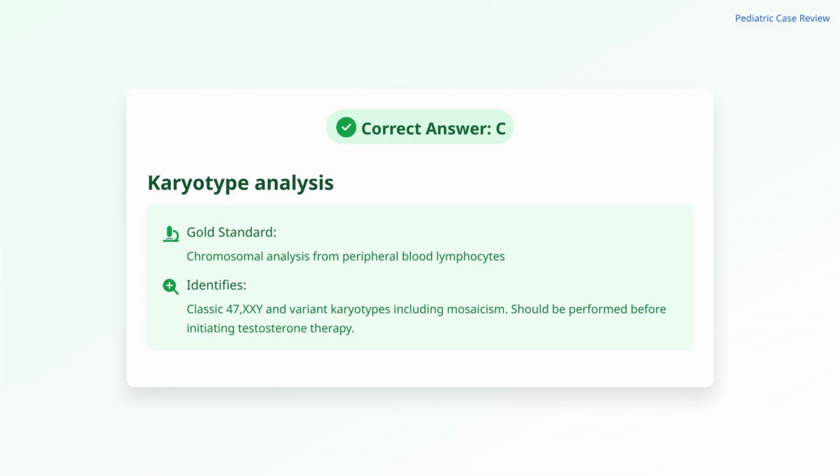Karyotyping identifies the classic 47XXY pattern and detects variant forms including mosaicism and higher aneuploidies. While hormonal studies and clinical features may strongly suggest the diagnosis, only chromosomal analysis provides definitive confirmation. Karyotype should ideally be obtained before initiating testosterone replacement therapy to establish the diagnosis with certainty.